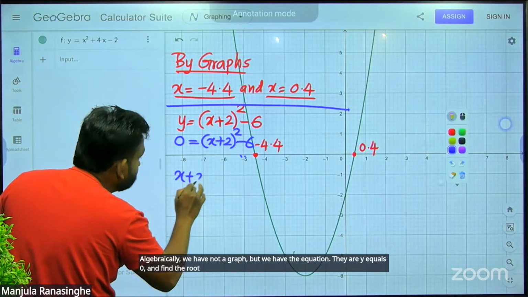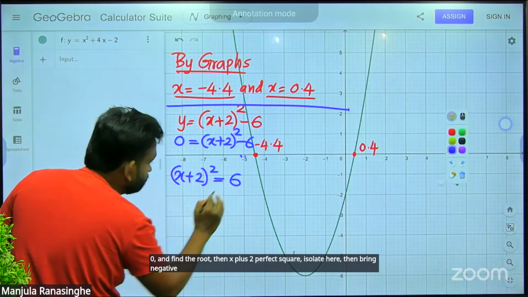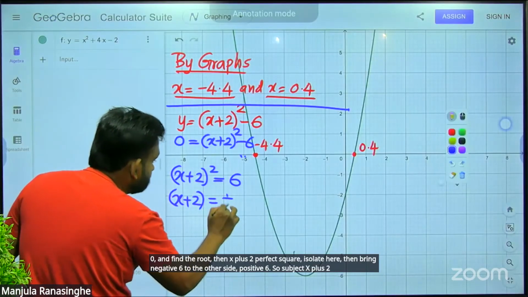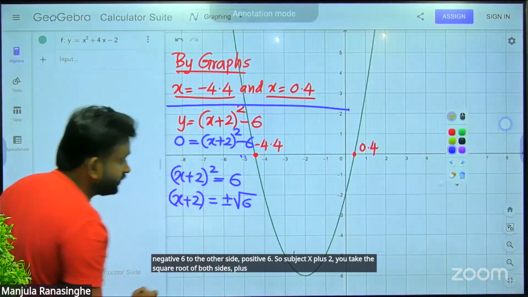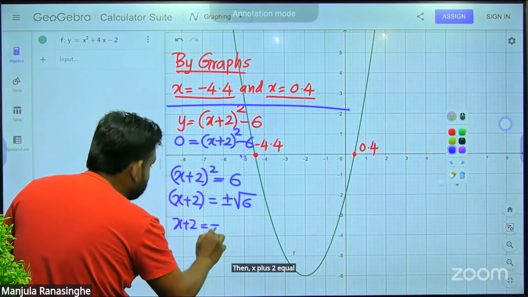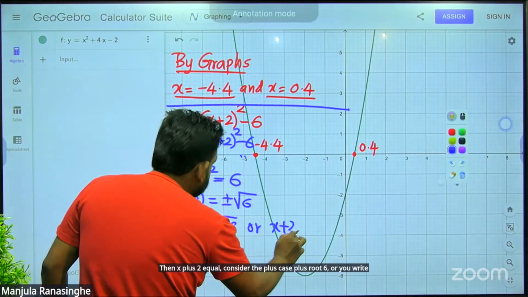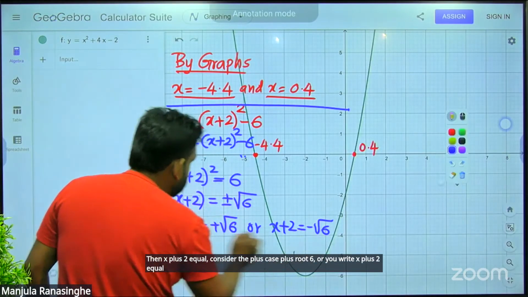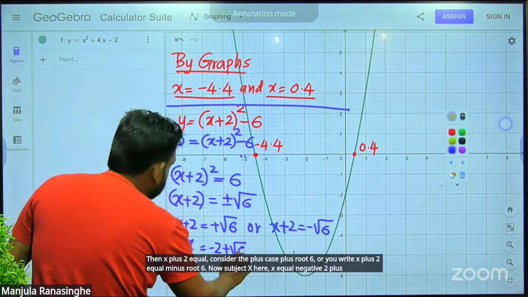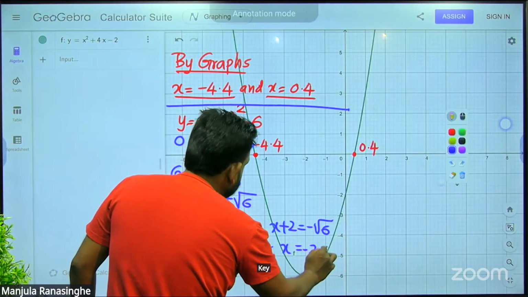Put y equals 0 and find the root. Isolate x plus 2 perfect square, then bring negative 6 to the other side as positive 6. Taking the square root of both sides, we get plus or minus square root 6. Then x plus 2 equals plus root 6, or x plus 2 equals minus root 6. Now making x the subject, x equals negative 2 plus root 6, or x equals negative 2 minus root 6.